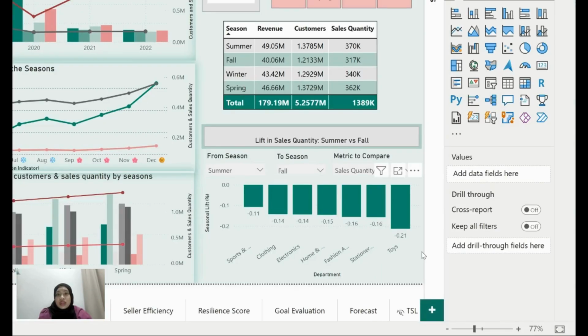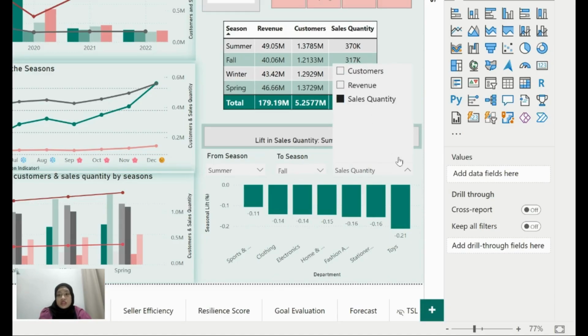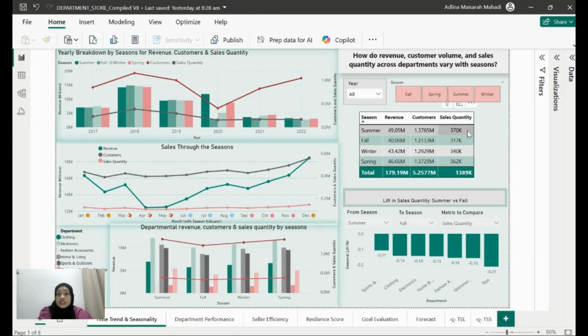Another visual that we created to measure in more detail would be a bar chart to measure lift in a metric to compare, which is either sales quantity, revenue, or customers from one season to another season. So, for example, in this chart, we measure from summer to fall. So you can see here there is seasonal lift represented by the y-axis using percentage for each department. So we can see here is the results. We also created a table to show the value for each season's revenue, customers, and sales quantity. So you can see here.